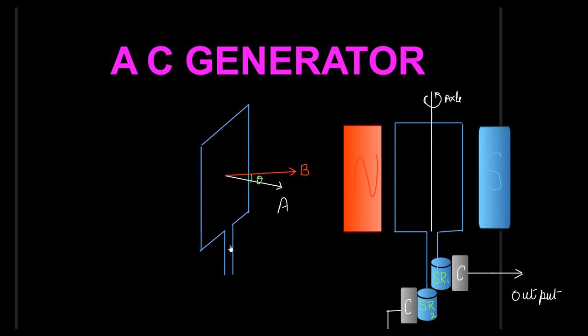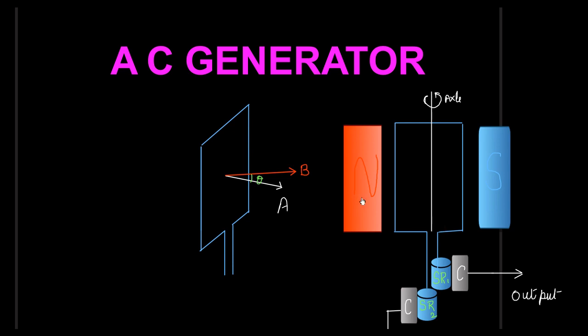What is electromagnetic induction? Whenever a magnetic flux linked with the coil varies, an EMF is induced across the ends of the coil. The rate of change of magnetic flux linked with the coil is directly proportional to the EMF induced, and the direction of induced EMF is such that it opposes the cause which produces it.